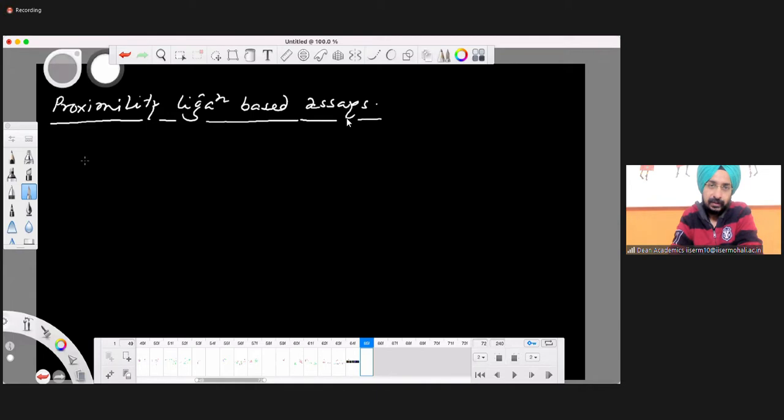Okay, so let us start with one of the techniques, and this was given by Job Dekker in the early 2000s. Okay. The name of the technique is 3C, the abbreviation. 3C, the abbreviation. Chromosome conformation capture.